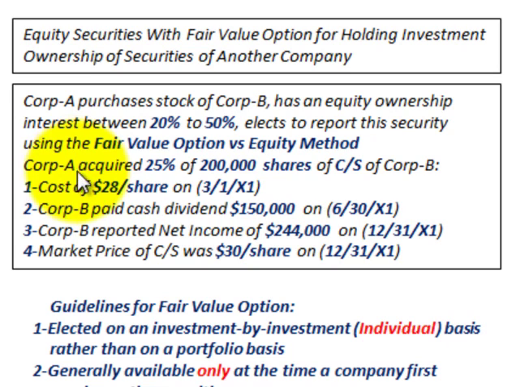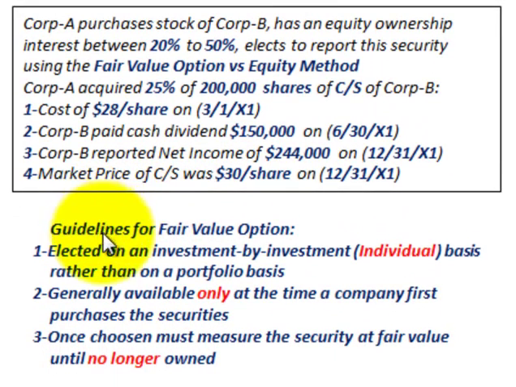For example, Corporation A acquires 25% of the 200,000 shares of common stock of Corporation B. So they're going to acquire a 25% interest in Corporation B, and the cost that they paid at that time was $28 per share. Corporation B has paid a cash dividend of $150,000 for the year, and Corp B also reported net income of $244,000 for the year. The other thing we have to note is the market price of the common stock of Corp B was $30 per share at our reporting date, 12/31/X1.